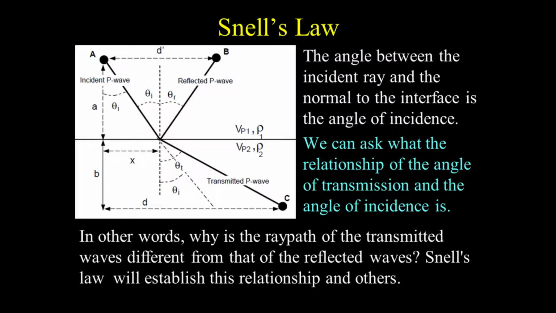The angle between the incident ray and the normal to the interface is the angle of incidence. We can ask what the relationship of the angle of transmission and the angle of incidence is. In other words, why is the ray path of the transmitted waves different from that of the reflected waves? Snell's law will establish this relationship and others.